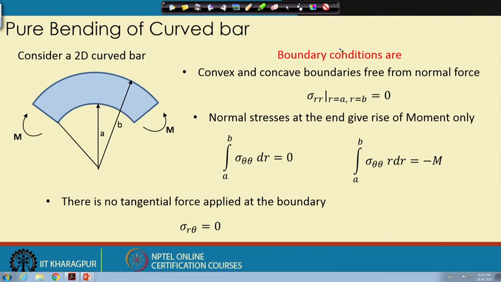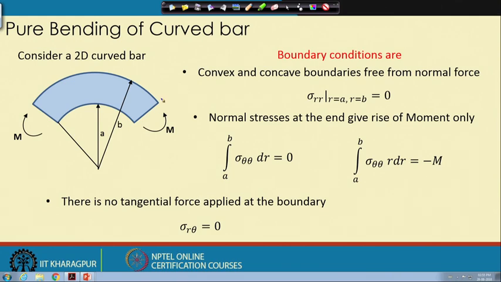Now, this beam is a curved beam, and it is acted on by a couple or moment at the end, and this is the usual pure bending formula that we have encountered in other straight beams.